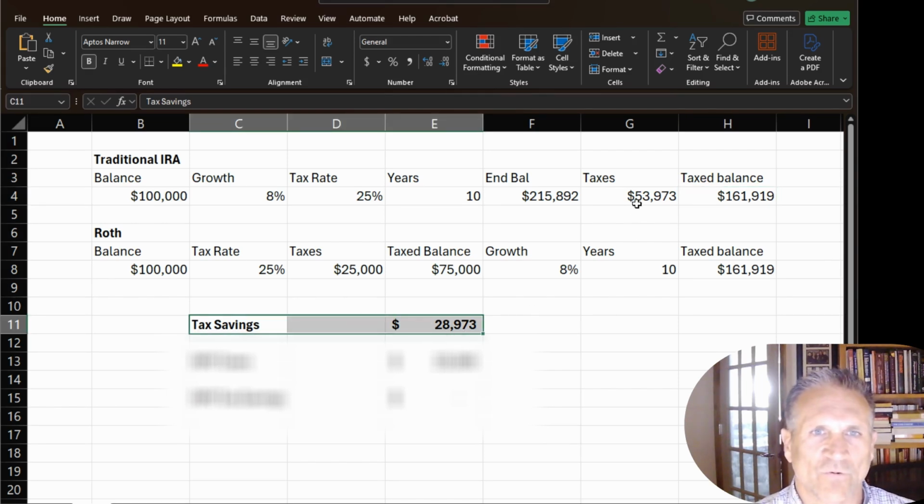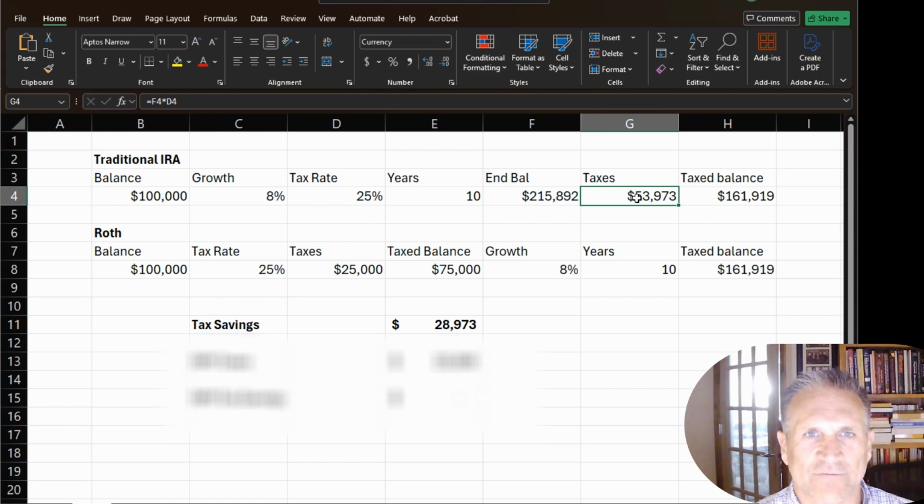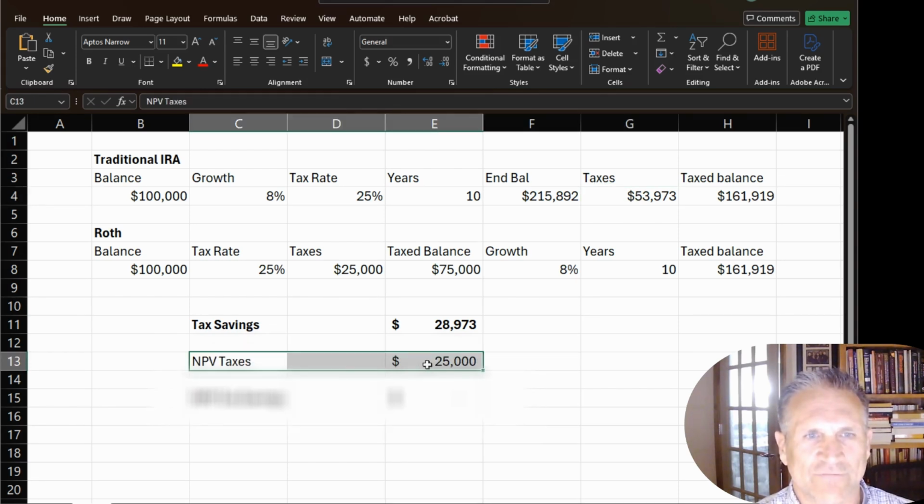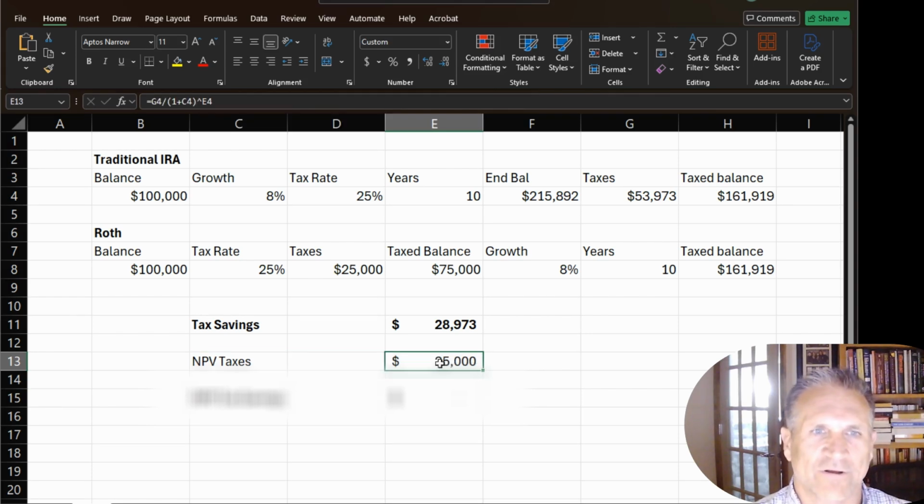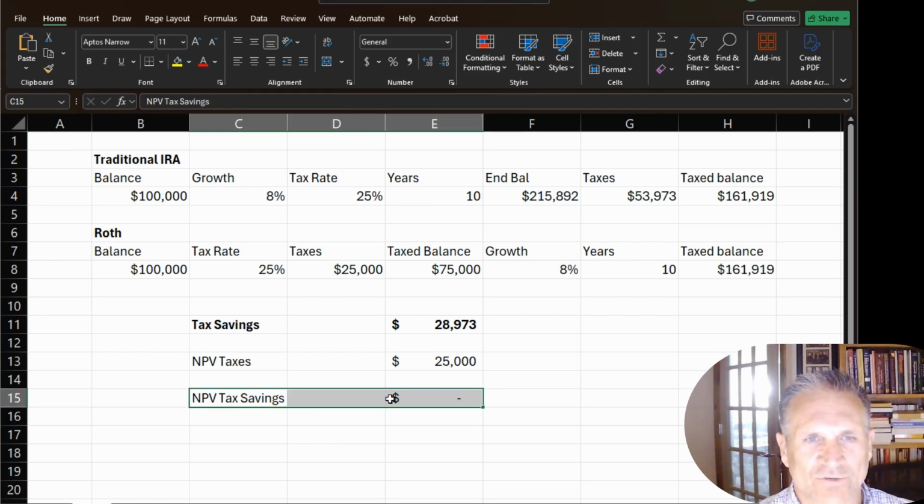What we have to do is bring these tax dollars back into today's dollars, calculating the net present value of those taxes, discounting them back at 8% per year for 10 years. And what do you know? I have the net present value of $25,000, which is the same as the taxes on the Roth. My net present value tax savings is actually zero.